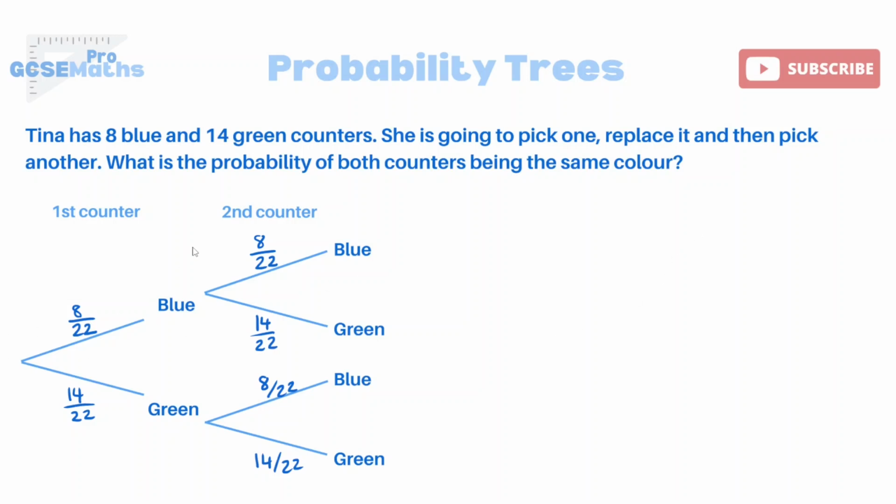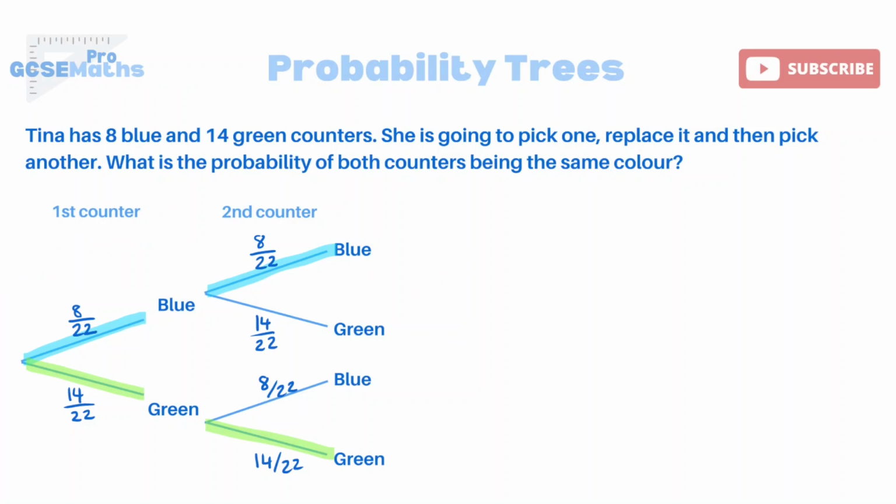So we filled out our probability tree, and now we need to work out the question. What is the probability of both counters being the same colour? So she's going to pick 2. What are our chances of both being the same colour? So let's highlight our options. We could pick blue first and then also pick blue again. That's one option. The other option is we could pick green and then also green again. We can't have any other options because that would be a mixture of 2 different colours, wouldn't it? So those are our options.